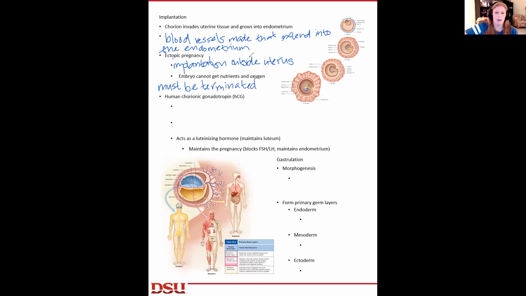All right, let's talk about human chorionic gonadotropin, or HCG. This is secreted by the chorion, which isn't a surprise considering there's that word right there. And this is the hormone that is detected in pregnancy tests.